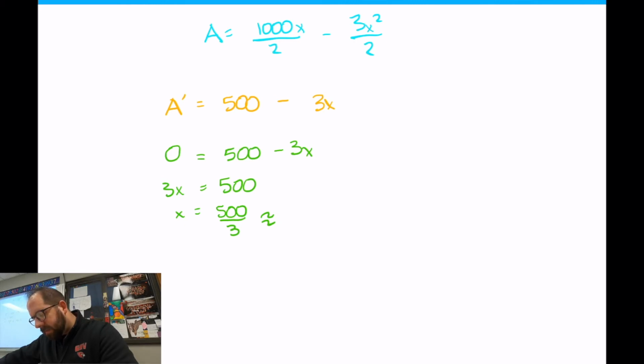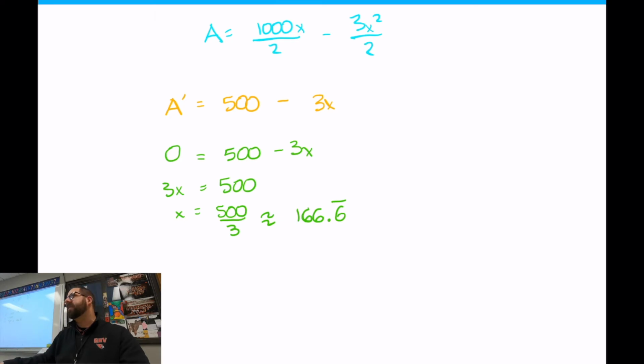166.6 repeating. All right, so there's my x dimension for my field. I just solve for x. Again, how I actually figure out the maximum: after you take the derivative, you either factor it apart and solve, or you just set it equal to 0 and solve. This one I just set equal to 0 because it was easy. I didn't have to factor anything.